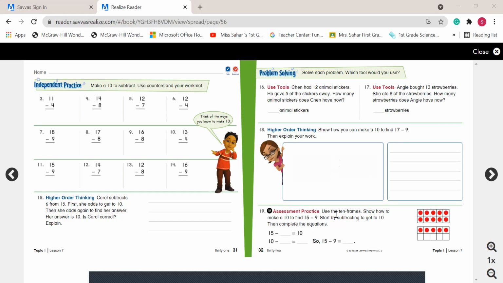Number 19, use the ten frame, show how to make 10 to find 15 take away 9. You have your ten frame here. So they tell you to start by subtracting to get to 10. So you have 15, you have to take away counters to make 10. And then after that, how many do we need to take?